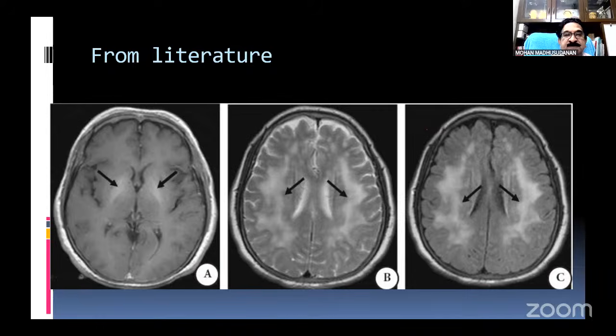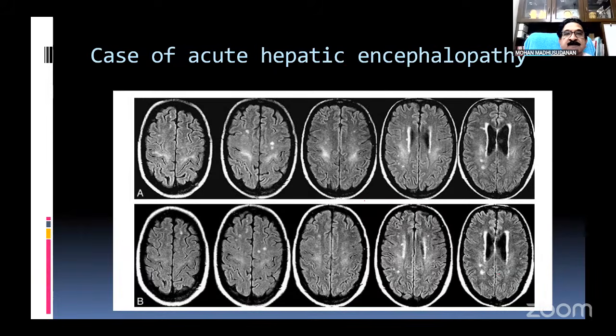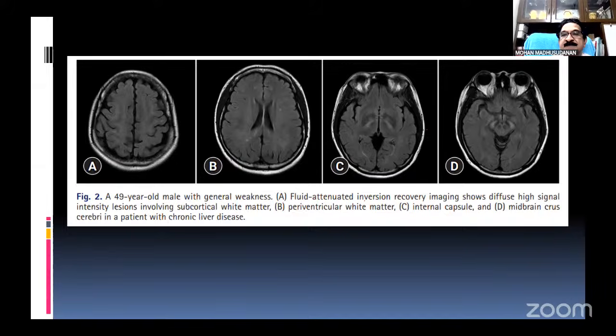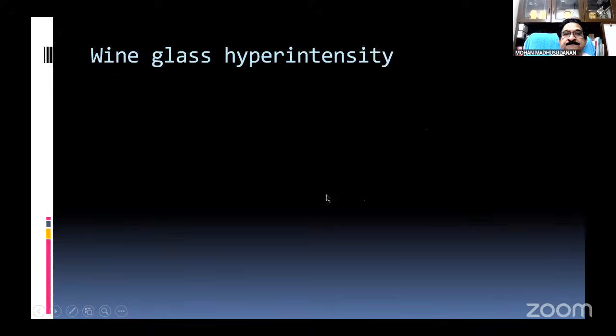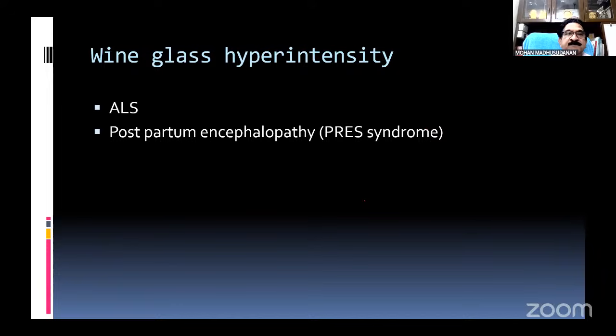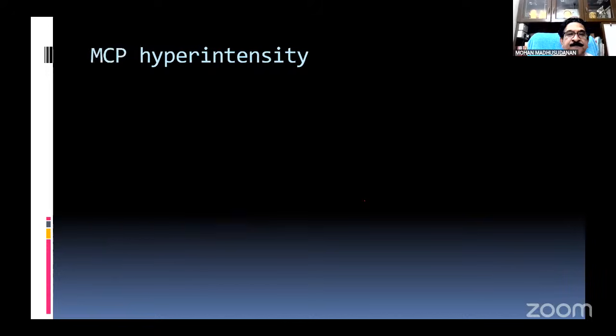This is from the literature showing the hyperintensity. This much hyperintensity can occur in hepatic encephalopathy. It's also occurring subjacent to the pyramidal and motor cortex. Again, just like our patient, you can have hyperintensity here in the crus cerebri and the internal capsule. These are the other causes of wine glass hyperintensity: ALS, Rett syndrome, osmotic demyelination, Krabbe's disease, NMO, hepatic encephalopathy.